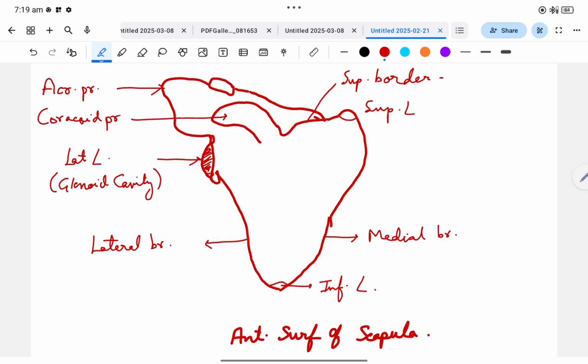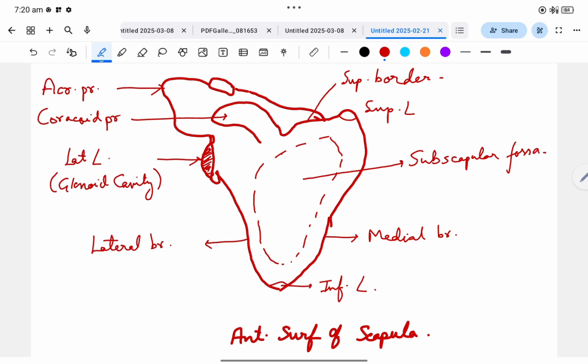So starting from the anterior surface, what's the remaining thing left? This whole area, fossa. There is a depression. What is a fossa? A fossa is a depression present in the scapula. So there is a depression present in the anterior surface, and this depression is known as the subscapular fossa.